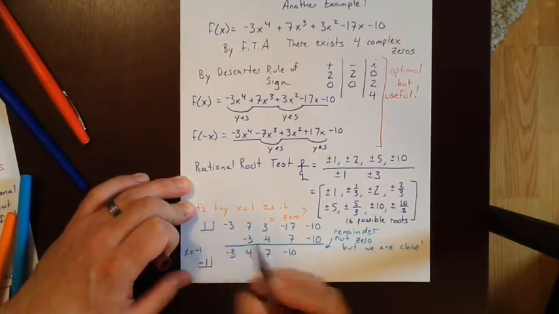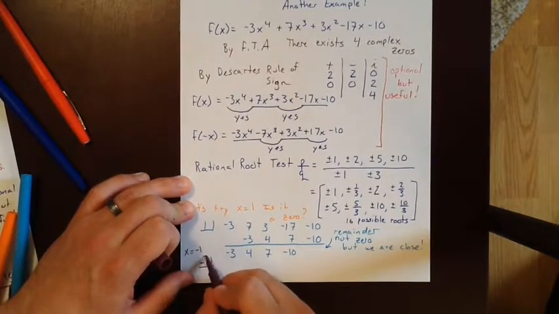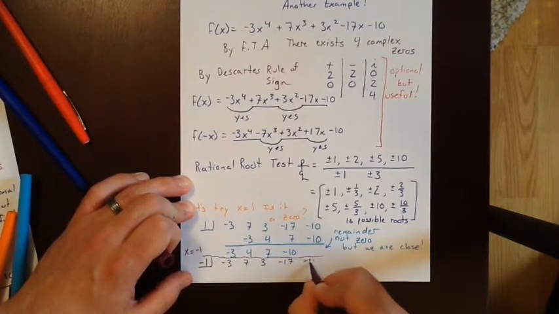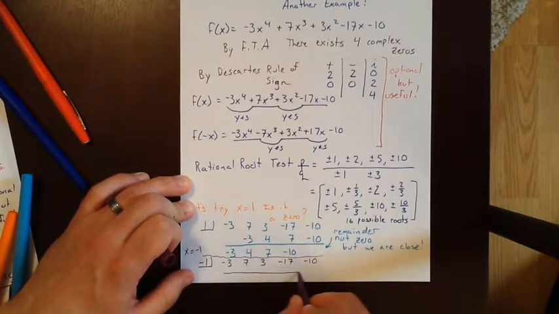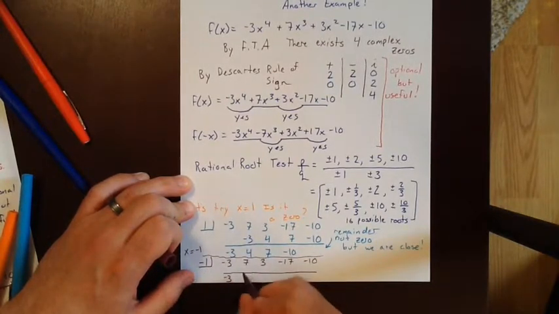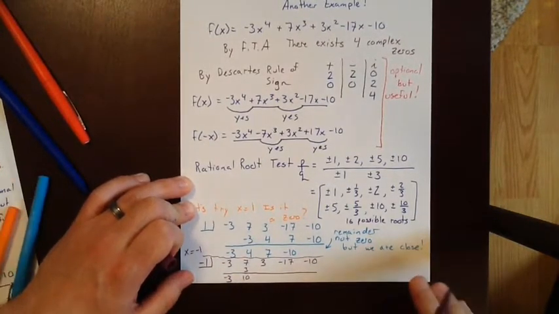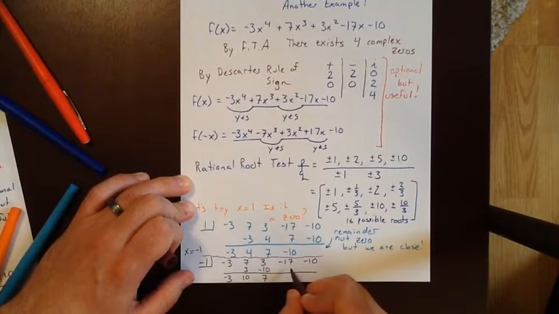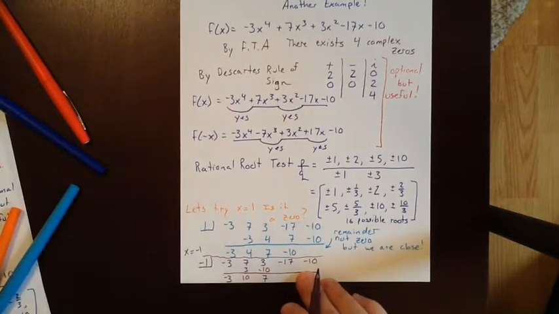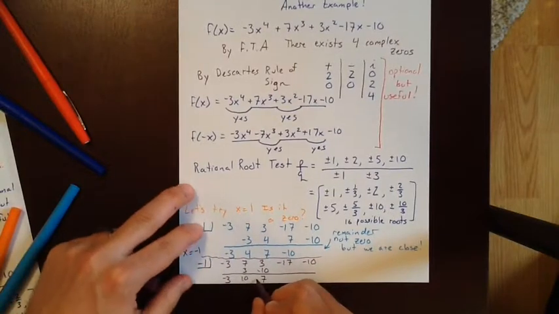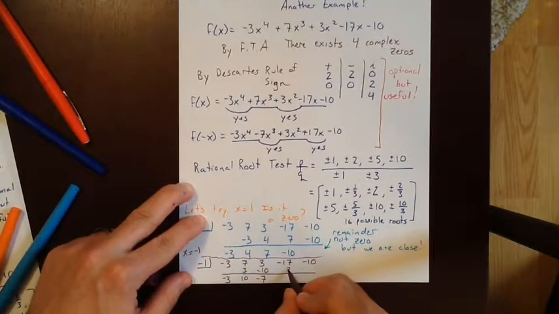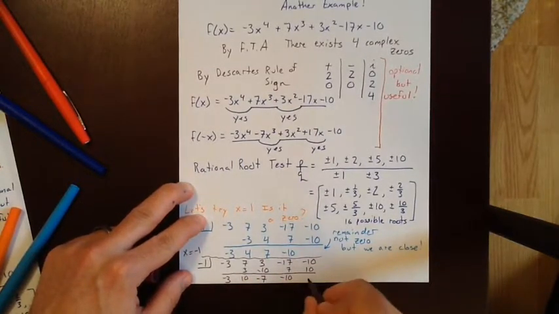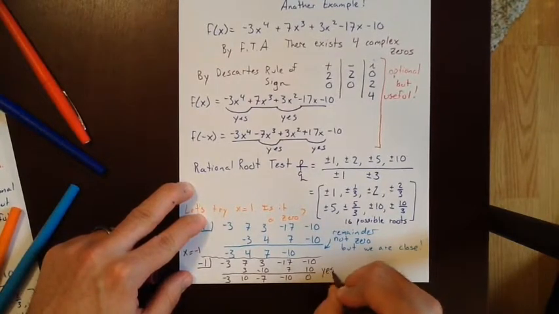So x of -1. So let's go through this whole thing again. So -3, 7, 3, -17, -10. Okay, going through this. -3, -1, -3 is +3, 10, -10, +7. Hold on, something's not right here. -7, there we go. -7, +7, -10, -1, -10 gives us +10, which gives us a remainder of 0. Yes, this is exactly what we wanted.